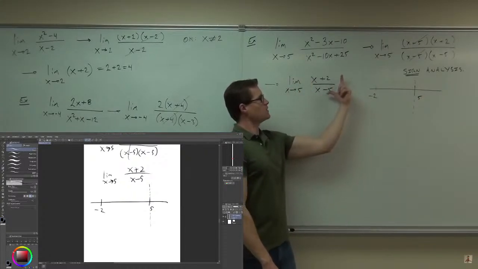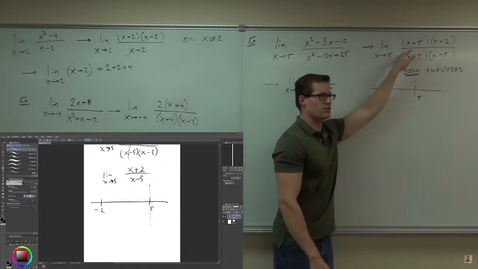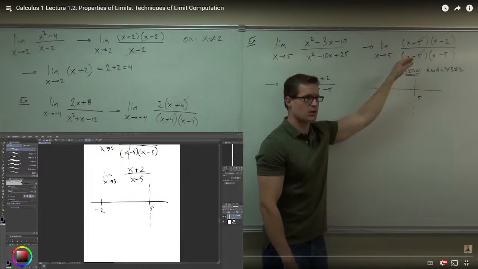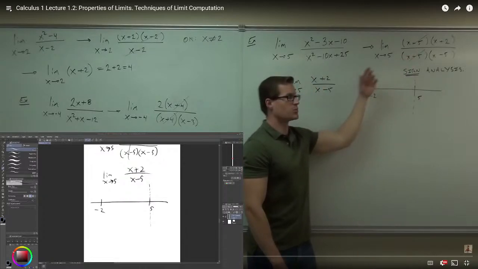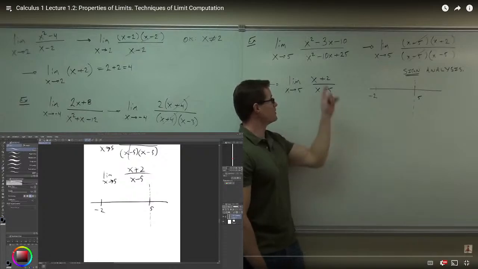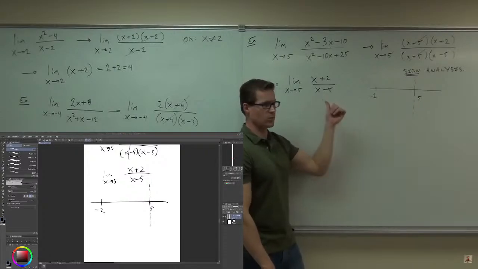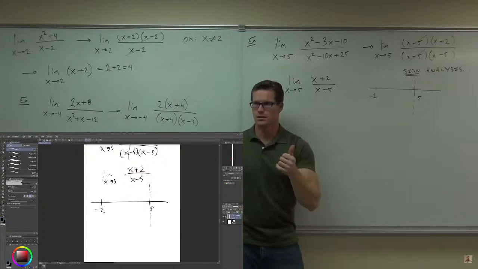Plug it in. Not the original, but it's not 5. What you've done here is you've just simplified out a hole. It's going to give you the same exact answer. Okay, so 8. Plug in a 6. You got 8 because you did 6 plus 2. Right, 8 over 1. So 8 over 1 is positive 8.